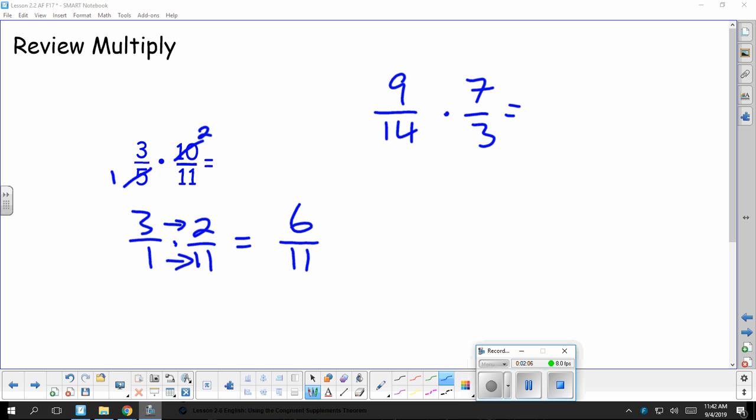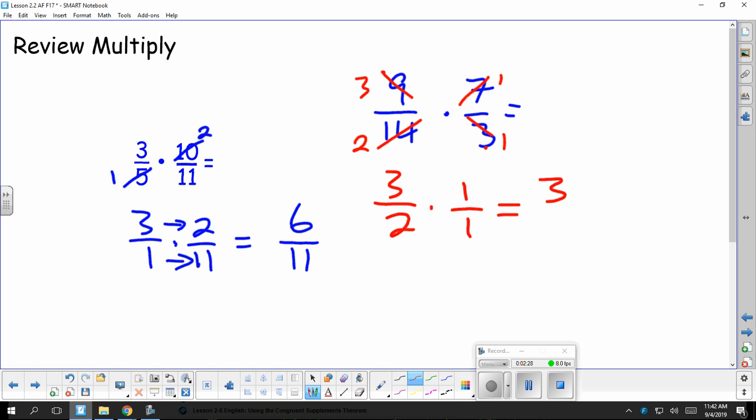So this one, 9 and 14 can't cancel, but I know that 9 and 3 have a greatest common factor of 3, so I divide 3 out of there and 3 out of there. 14 and 7 have a greatest common factor of 7, so 7 divided by 7 is 1. 14 divided by 7 is 2. Oh, it was 3 over 2. I got it. And then we multiply. We end up with 3 over 2.